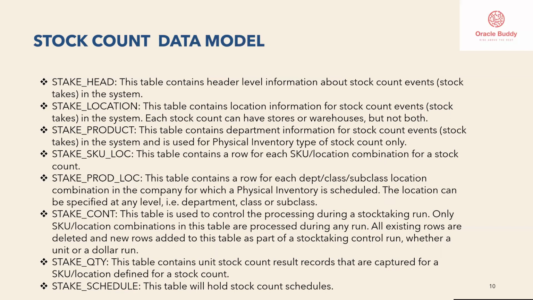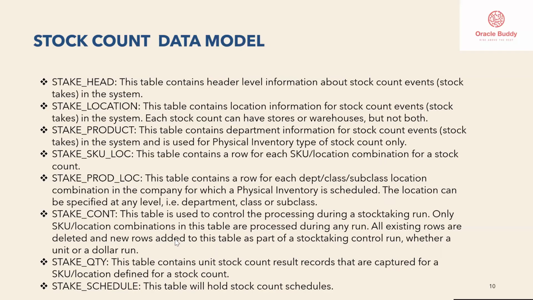STAKE_SKU_LOC: the table contains a row for each SKU location combination for a stock count. STAKE_PROD_LOC: the table contains a row for each department, class, subclass, location combination in the company for which a physical inventory is scheduled. The location can be specified at any level: department, class, or subclass.